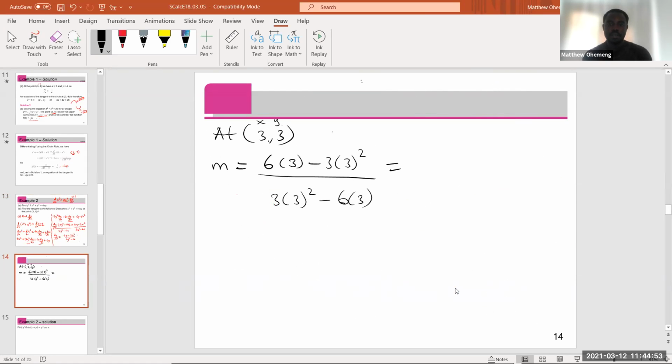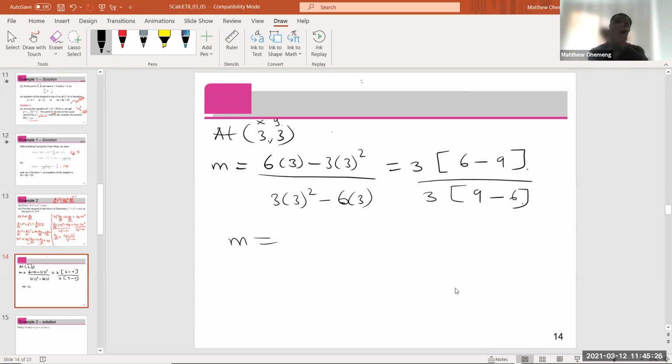So that'll be 6 times 3. Oh, now I wish I can cancel out stuff. So let me cancel. I can factor out 3 here. I have 2, okay, I have 6 and then minus 9. I could have even factored more. Let me just leave this, and then I have 9 here. And then for the denominator, I can factor out a 3, and then I have what's left here. This is 9 and then minus 6. Okay, so that'll give me m equal to, the 3 will cancel out, and since this is like the inverse, that'll give me -1.